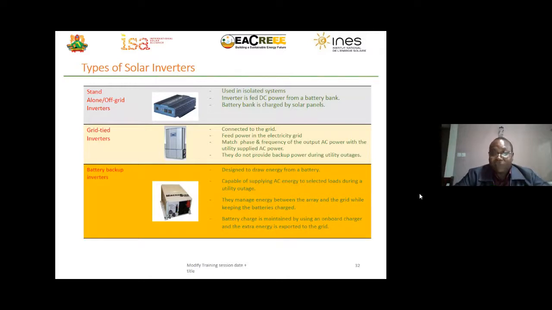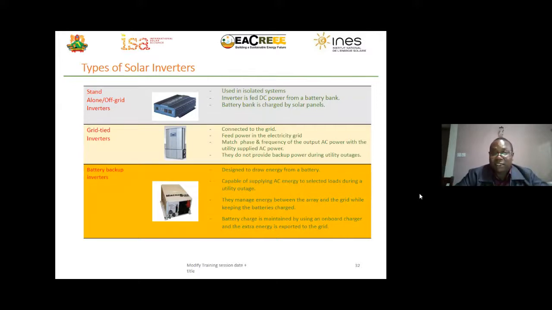So the inverter generally is fed DC voltage, DC current, as I mentioned, and then converts it to AC. And mostly they draw this power from the battery bank. The battery bank usually is charged by solar PV panels when you consider this type of inverter.